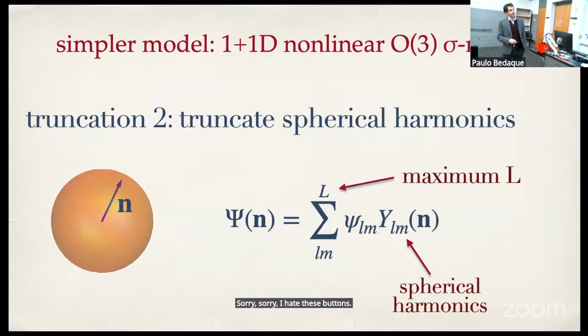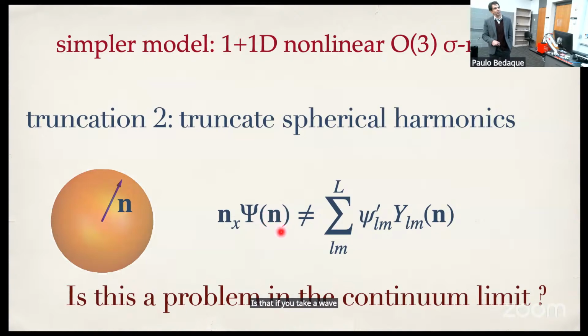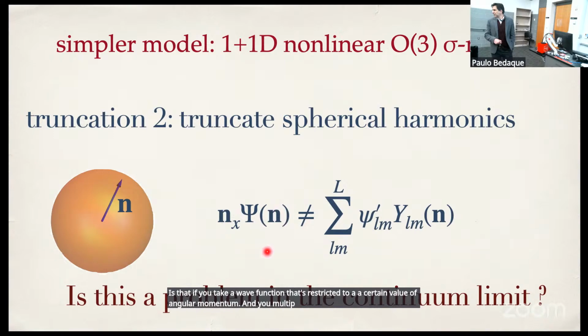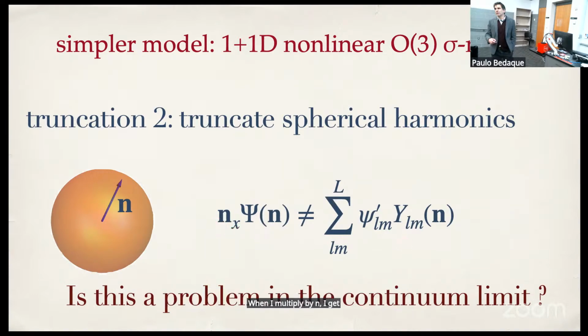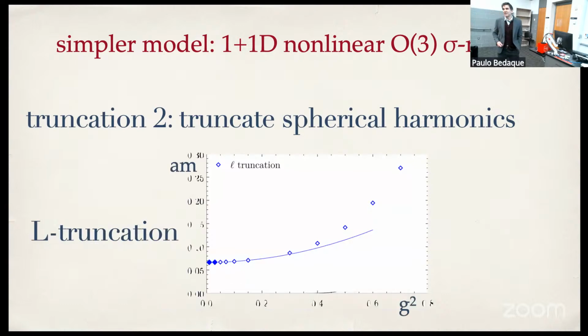Yeah. There is one thing to worry a little bit about this approach, is that if you take a wave function that's restricted to a certain value of angular momentum, and you multiply by n or take derivatives, apply operators to it, you get a wave function that's not constrained in that subspace. So if L max is equal to 2, for example, when I multiply by n, I get a wave function that includes L equal to 3. But this is not in my Hilbert space. So you throw it away and hope for the best. Okay? Well, you can hope for the best, but it doesn't work.